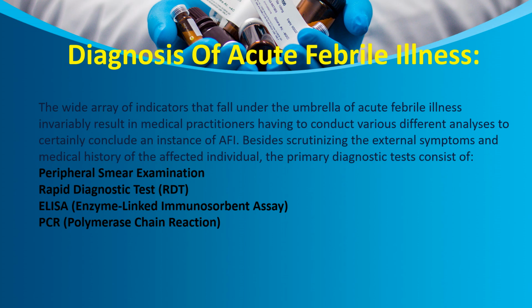How do you diagnose acute febrile illness? The wide array of indicators that fall under the umbrella of acute febrile illness invariably require medical practices to conduct various analyses to conclude an instance of acute febrile illness. Besides scrutinizing the external symptoms and medical history of the affected individual, the primary diagnostic tests consist of peripheral smear examination, rapid diagnostic test, ELISA, and polymerase chain reaction.